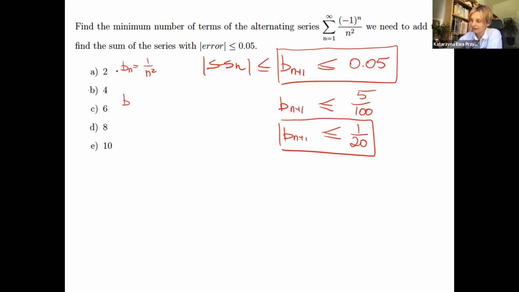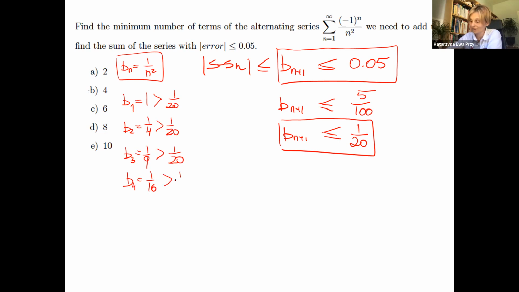Let's look at this. That's b sub n. b sub 1 is 1. Definitely greater than this. We're looking for the term that is smaller. b sub 2 will be 1 over 4, greater. b sub 3 is 9. b sub 4 will be 16, because we're squaring. What about b sub 5? b sub 5 is 5 to the power of 2. Which fraction is bigger?